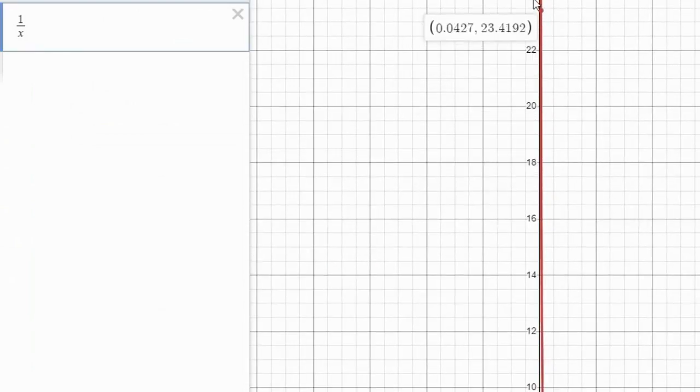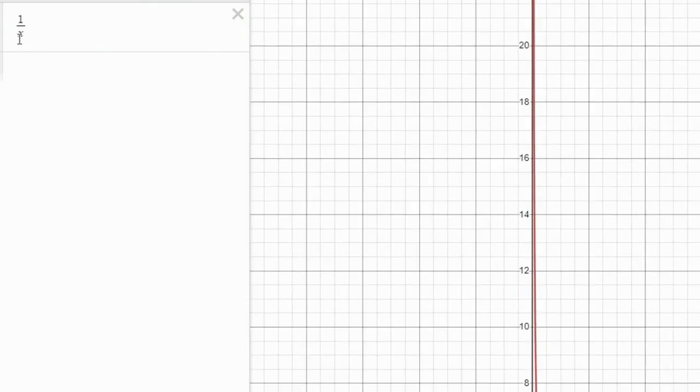See, the smaller that x gets, the larger the value. But it will never get to be 0. So this will never touch this axis, because the x will never get to be 0, because 1 divided by 0 doesn't exist. You can't divide by 0.